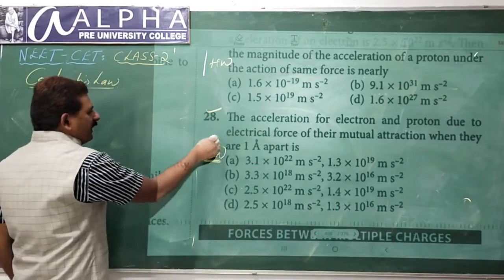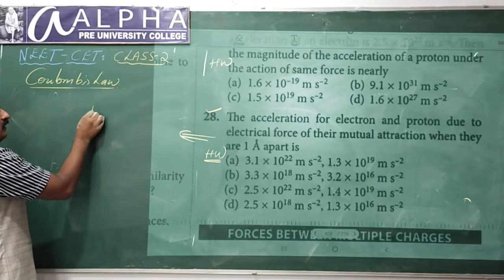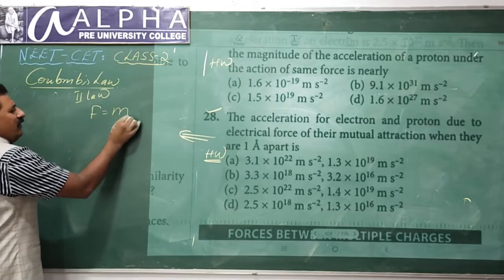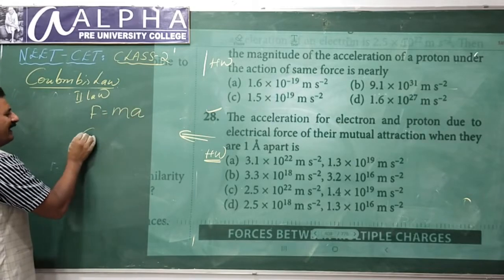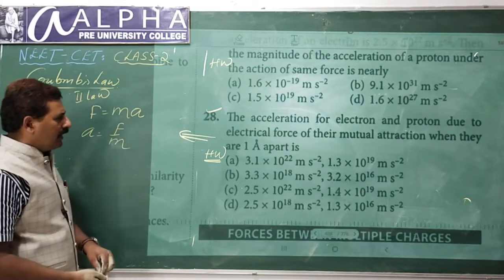Here, the hint I give you for question number 28. What is that hint? Hint is Newton's second law. What is Newton's second law? F equals ma. What is a? a equals F divided by m. This is the hint. Let me read once.